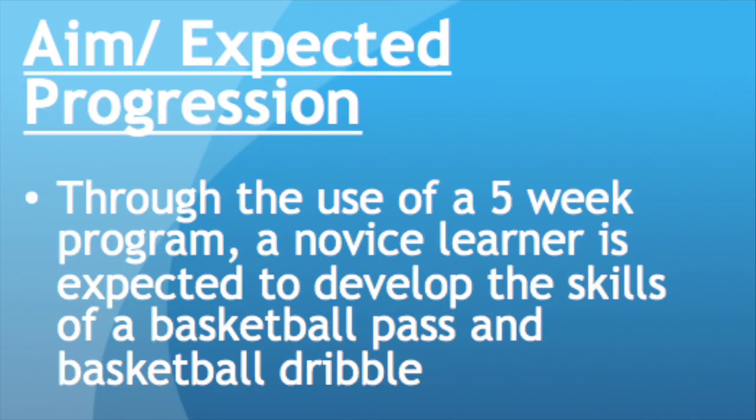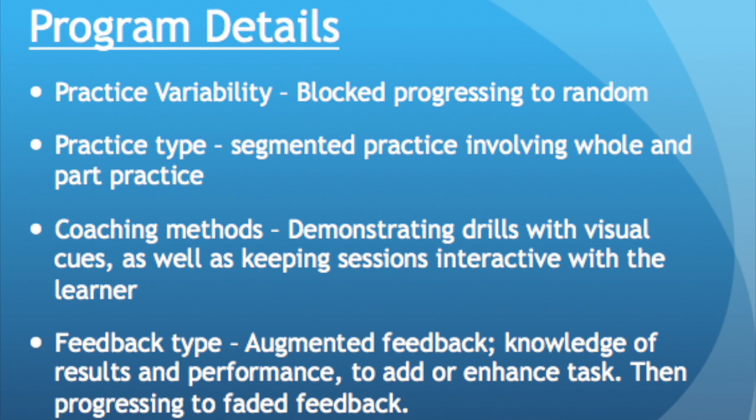Through the use of a 5-week program, a novice learner is expected to develop the skills of a basketball pass and the basketball dribble. The skills training program implements the use of program variability through the use of blocked and random practice. Blocked practice is used so the learner is able to rehearse the same skill repetitively until there is an improvement in the underlying movement pattern. It is also beneficial for the learner to gain confidence, which will assist with motivation.